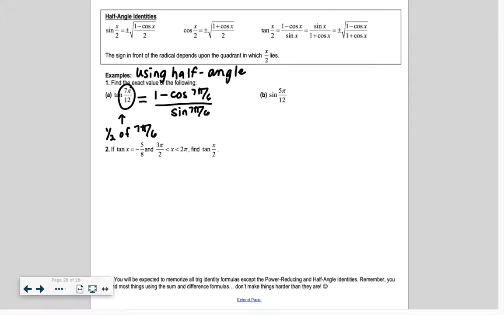And then I find each of these things. So I'm like, well, 7 pi over 6 is over here. So its cosine is minus root 3 over 2, and its sine value is 1/2.